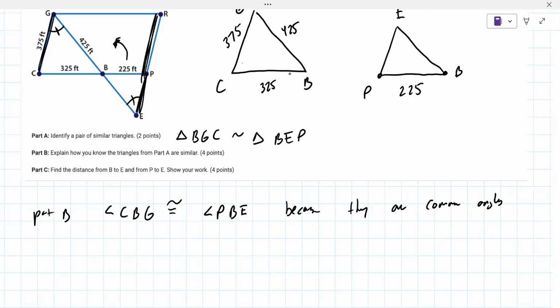Wait, do we need to say that EP is parallel to GC? Not yet. We're just doing the one that's common. Oh, got it. They're common angles, or, well, actually, they're not even common. That's not true. They're vertical angles. Oops.